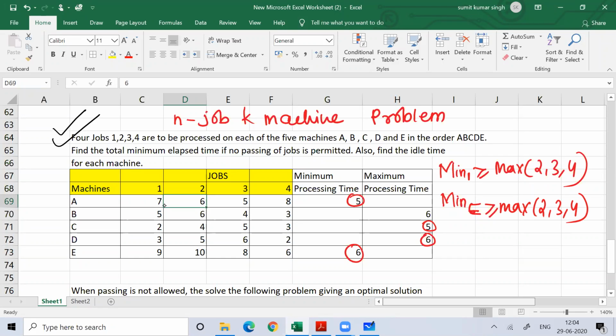This is very important. You can convert this into a two machine problem only when the minimum processing time on the first and last machine is more than or equal to the maximum processing time of the remaining machines. You can easily understand now, because this condition is satisfied, you can convert this into a two machine problem. Clear, everyone?